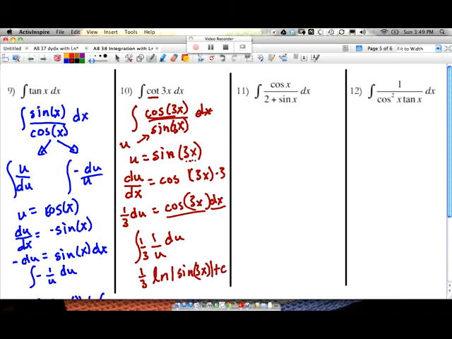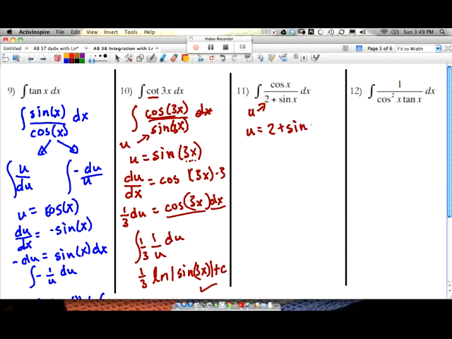Okay, now this next one, not exactly obvious again, but just keep in mind that the more complex term should be your u. It's the one that has more pieces to it, because when you take the derivative, some of those pieces go away. Also, it's more helpful to have a u in the denominator than a du in the denominator. So let's start with that idea. U equals 2 plus sine of x.